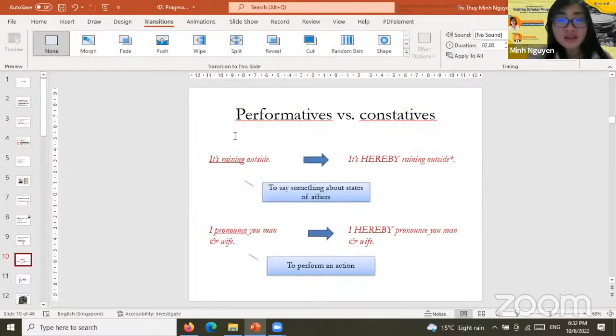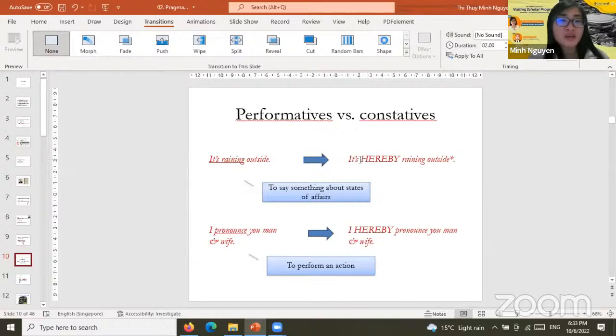Again, constatives take any verb tense, any aspect. You can say it's raining outside, it rained yesterday, it's going to rain tomorrow. But performatives take only performative verbs in the present tense, indicative mood, active voice, and first person. Another test is to insert hereby in the sentence, between the subject and the verb. Constatives don't take hereby.